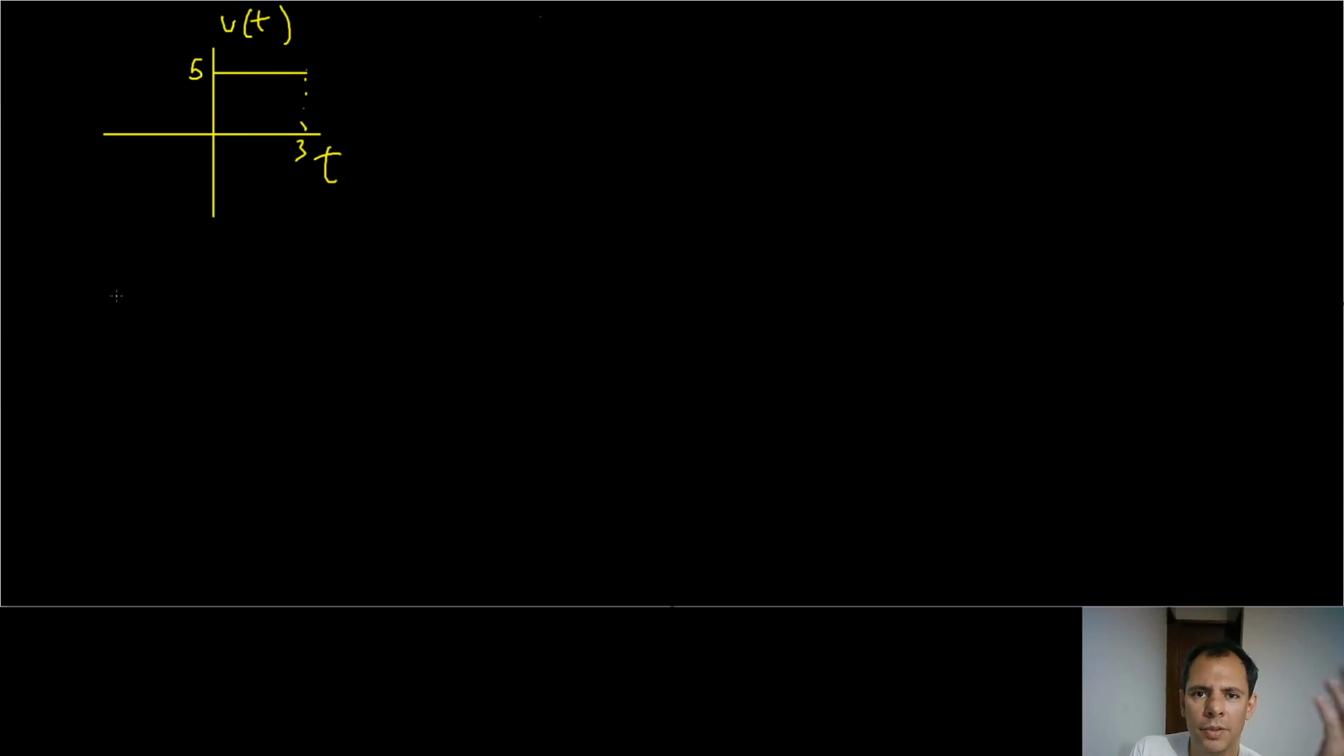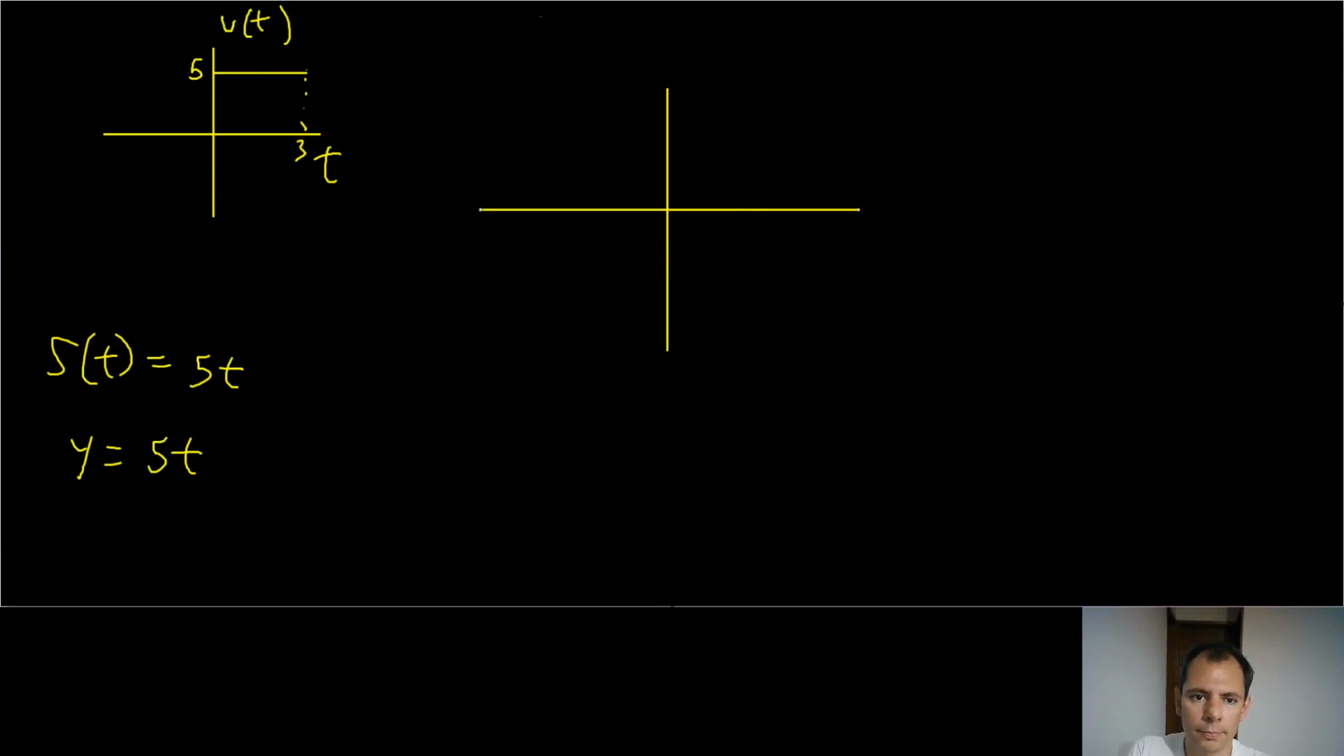Now, what is the antiderivative of the velocity? The antiderivative of the velocity is going to be s of t, which, because the function is just 5, the integration is going to be 5t, right? Because we're integrating with respect to t. So there you go. What do you have? You have y equals 5t. What is this, guys? This is the function of a straight line. Now here you have time, and over here you have space as a function of time.